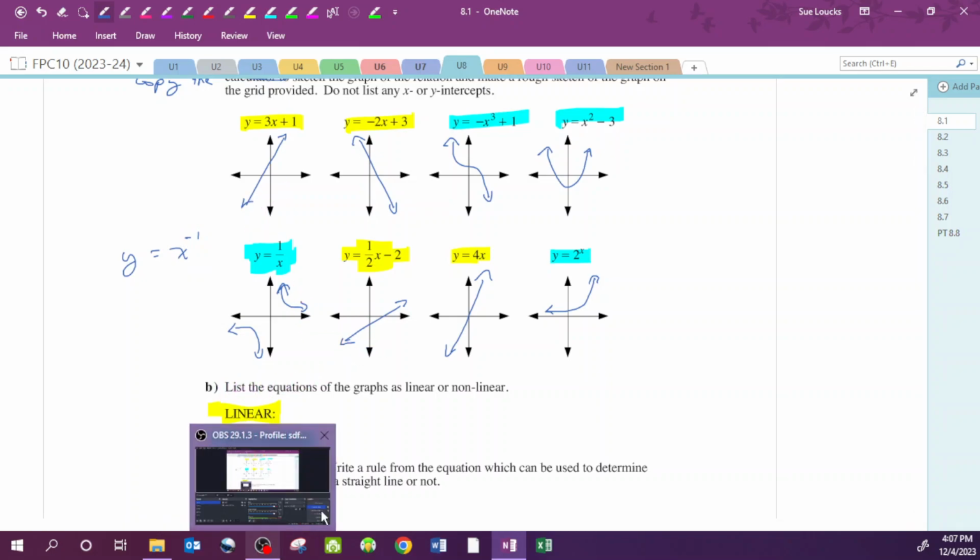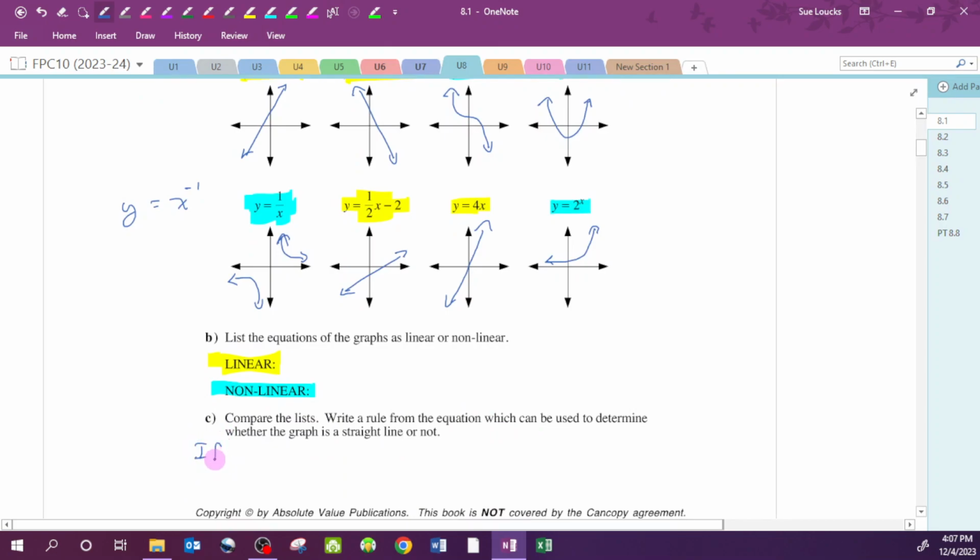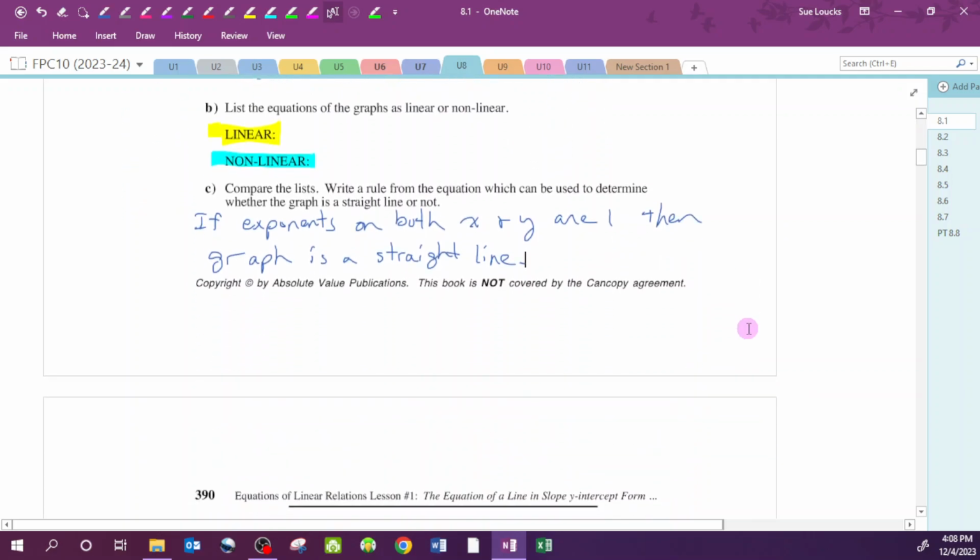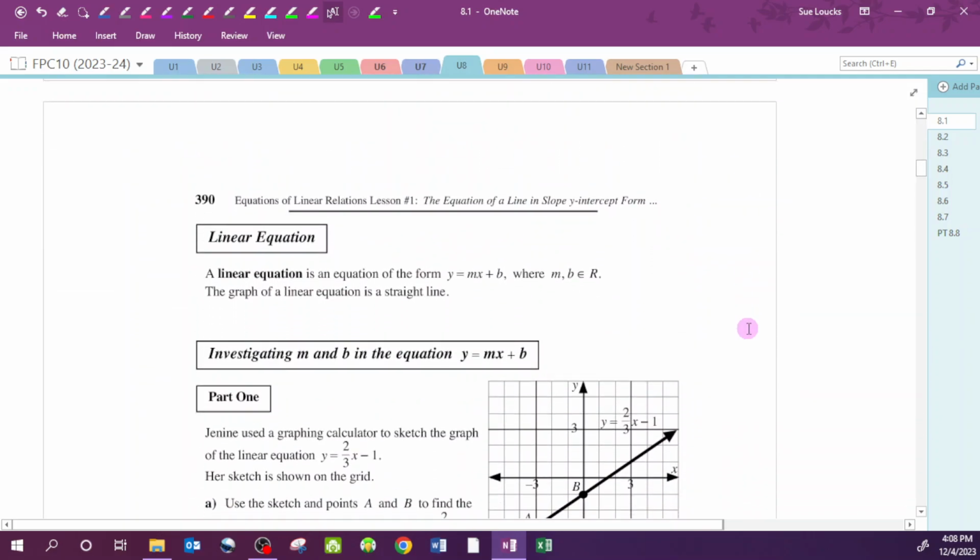So then what we're going to write here is if exponents on both x and y are 1, then graph is a straight line. Okay, there you go. So we're looking at specifically linear equations in this form, y equals mx plus b. So let's just do some exploring or investigating this.